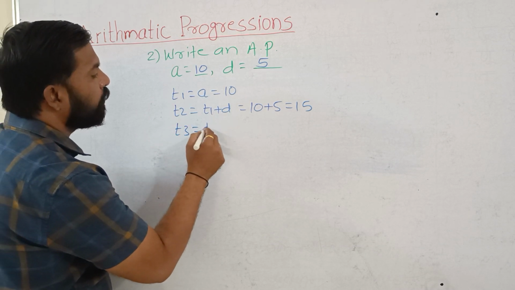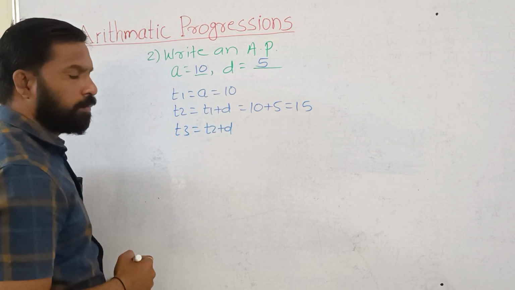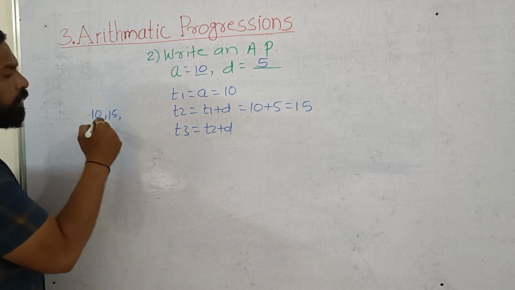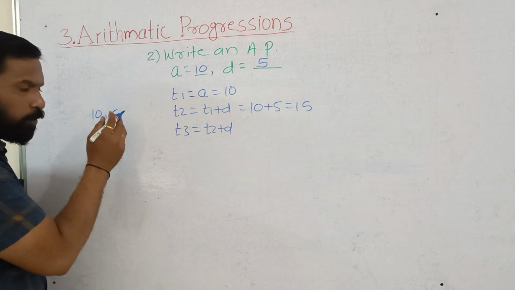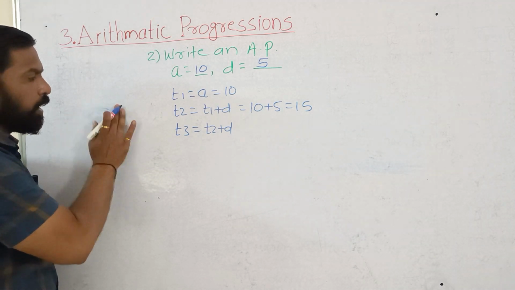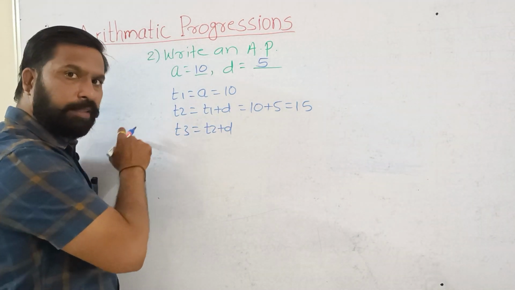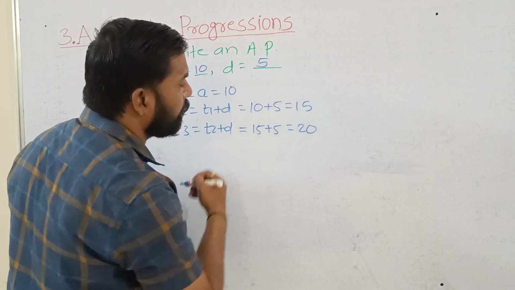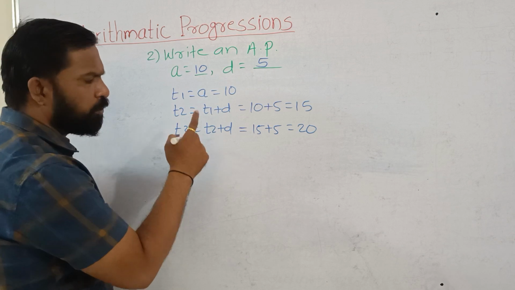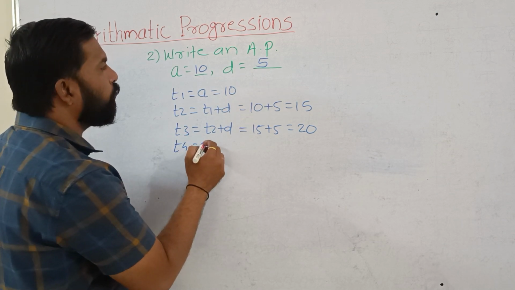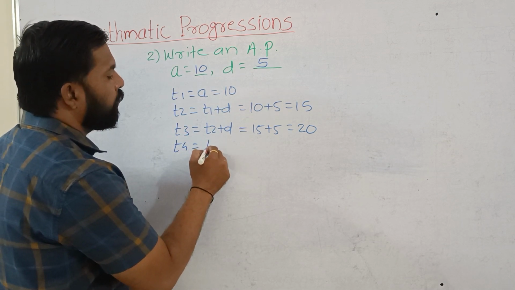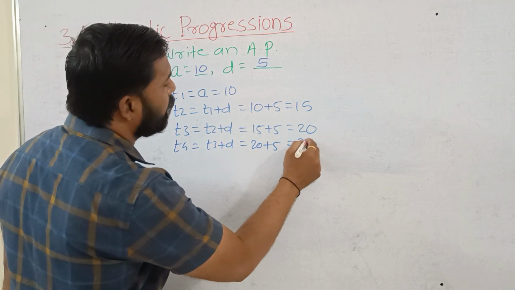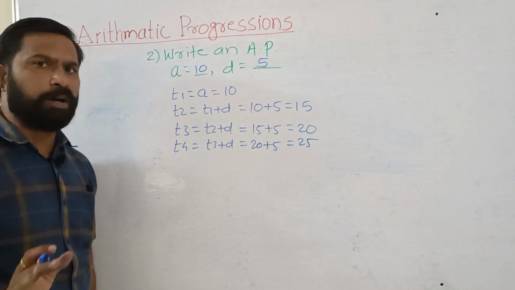T3 is T2 plus D. You found the first term was 10, the second term you found 15, and to the second term you are going to add the difference. So I am adding the difference to the second term to find the third term, which is 15 plus 5, 20. Only 4 terms we will be finding every time. T4 is equal to T3 plus D. T3's value is 20 plus D is 5, 25. This is all about it.